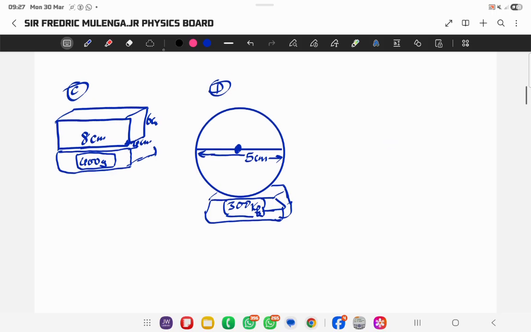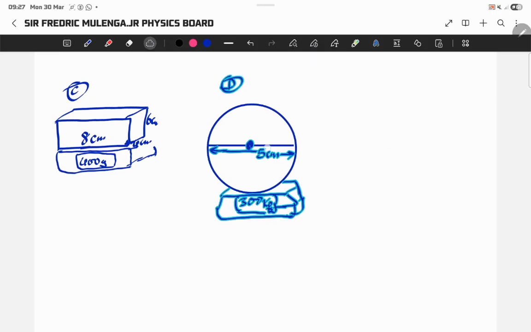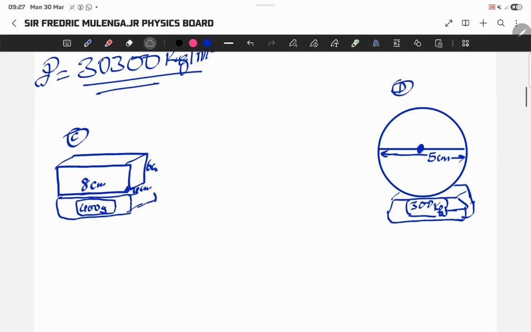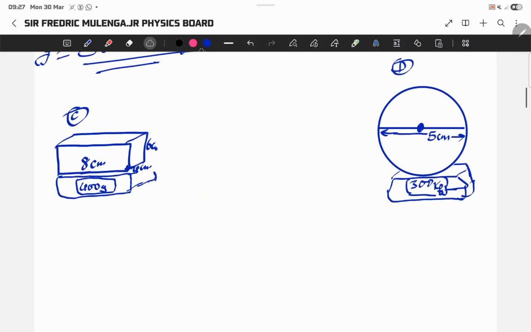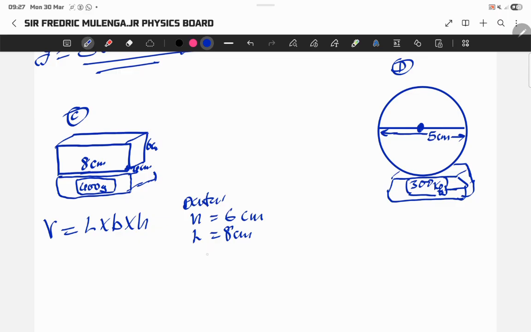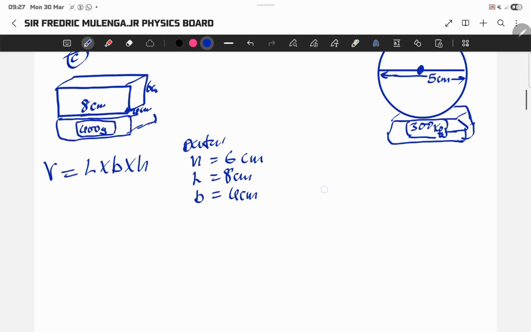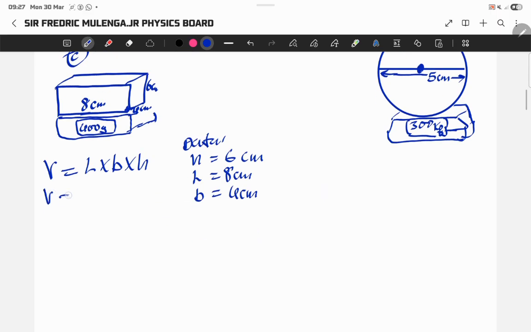Okay, so we begin with this one. We know that the volume of the block, or rather a rectangular block, is length times breadth times height. From our data given, the height is just 6, the length is 8 centimeters, and the breadth is just 4 centimeters.